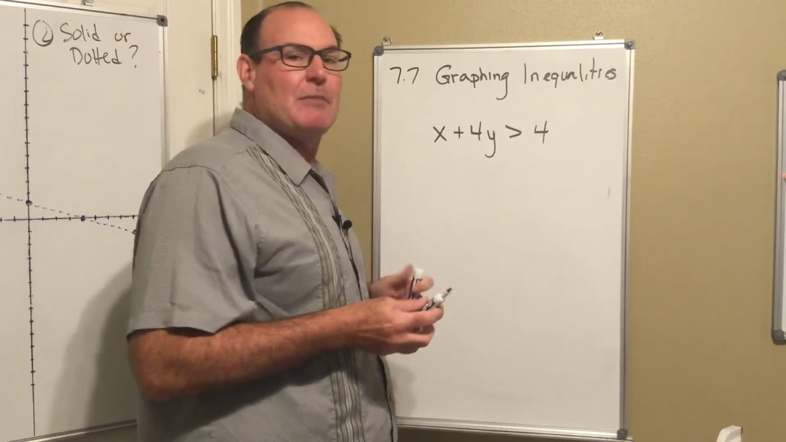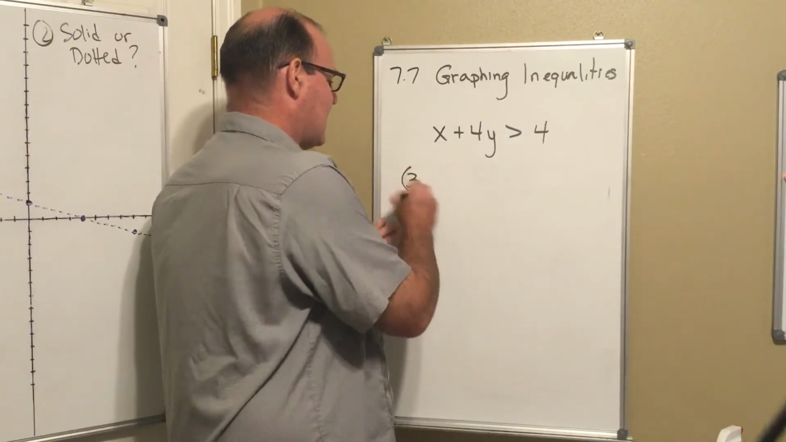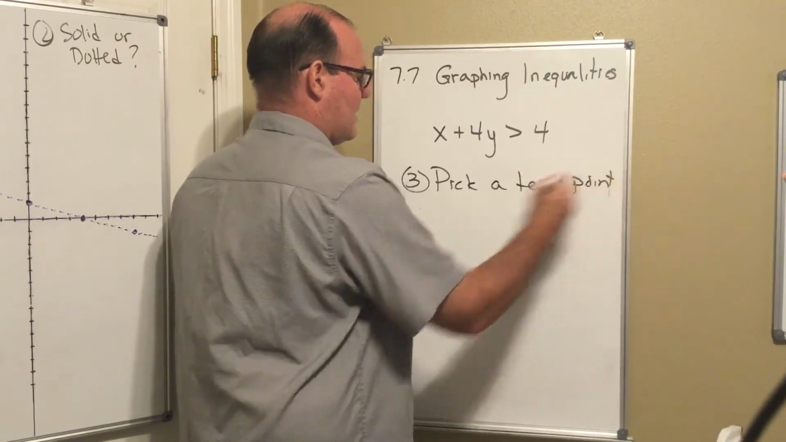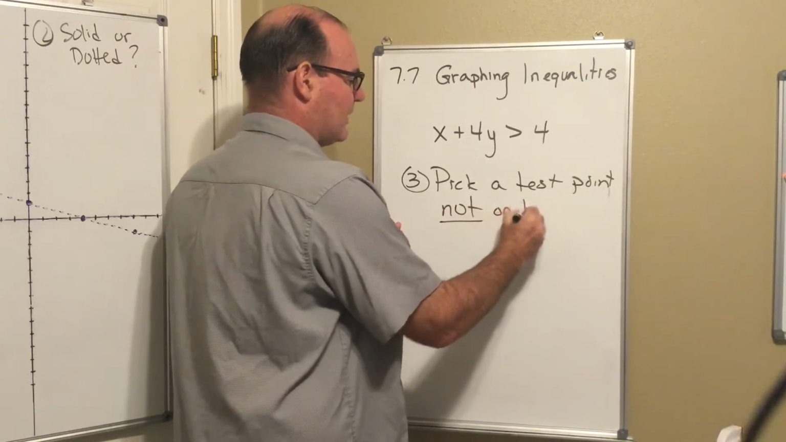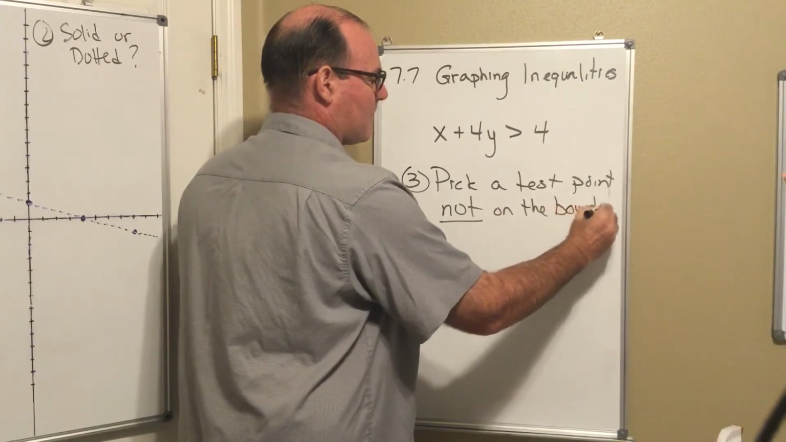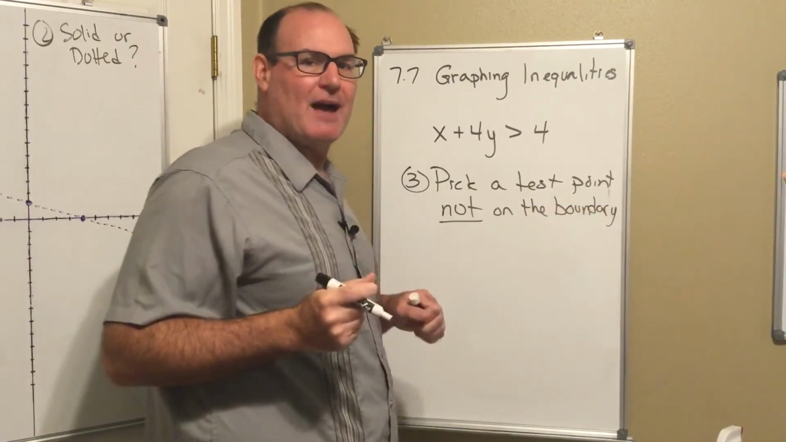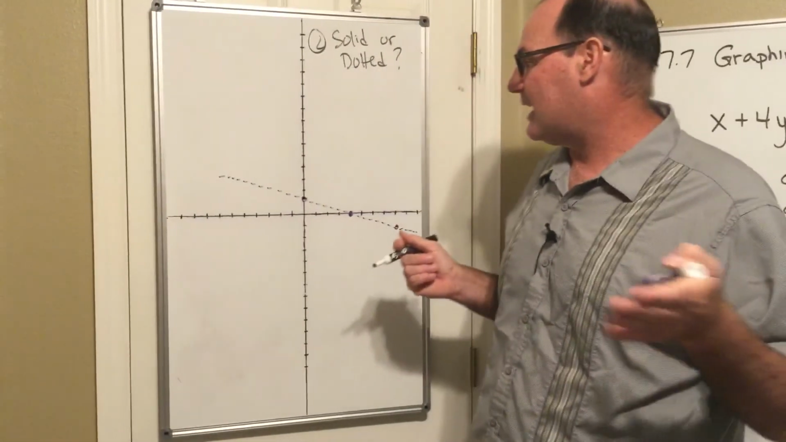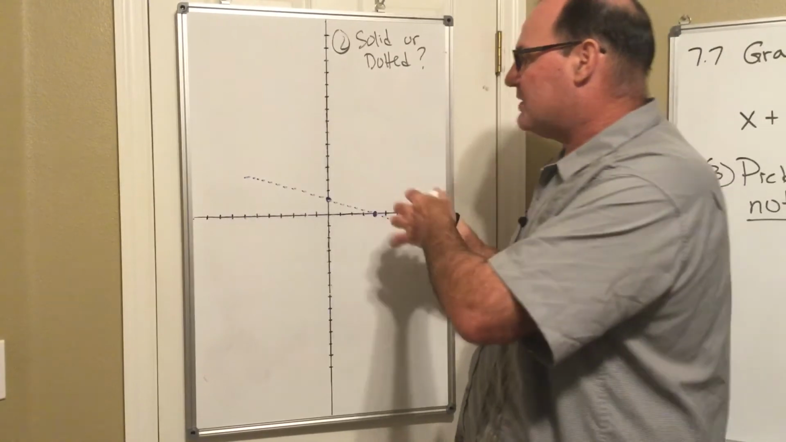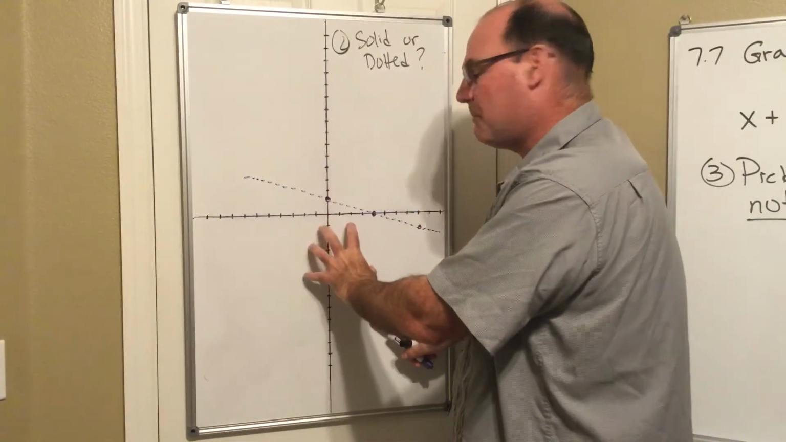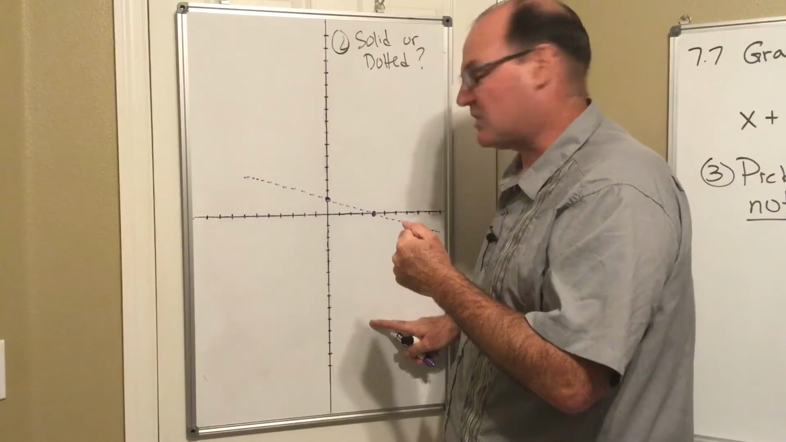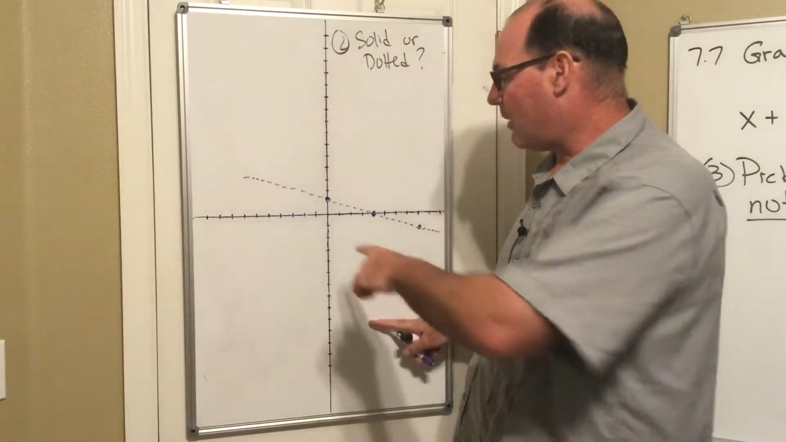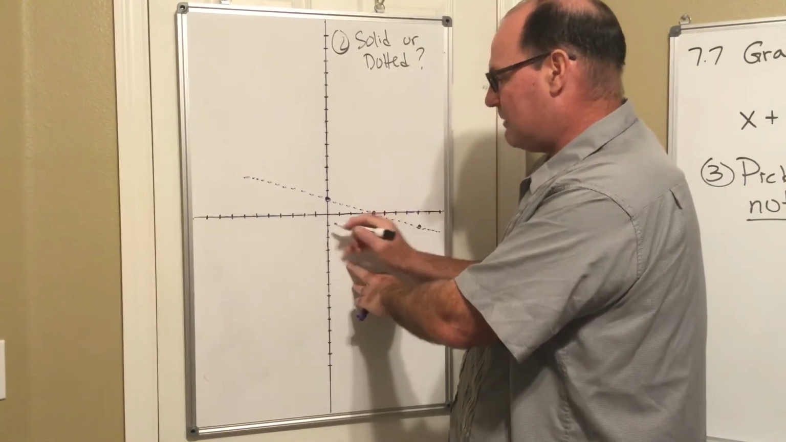So what I'm going to do is I'm going to pick a test point for step 3. We pick a test point not on the boundary. So I'm going to go back to my graph. And what I'm going to do is I'm just going to look, is there a point that is nice and easy to plug in that is not on the boundary? So I'm going to either test a point above the line or I'm going to test a point below the line to see where the solutions are. Now, my favorite point to test, if it's available, is 0, 0. It is not on this line, so this is going to be my test point, okay?